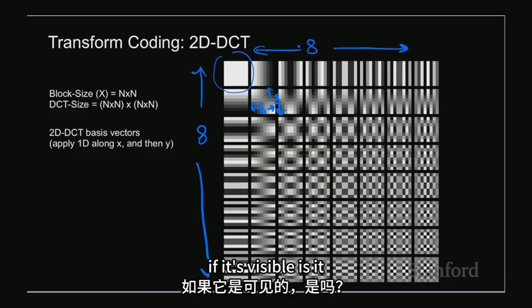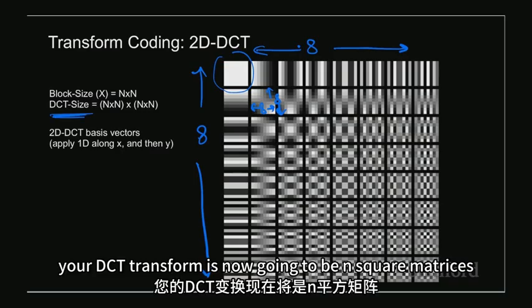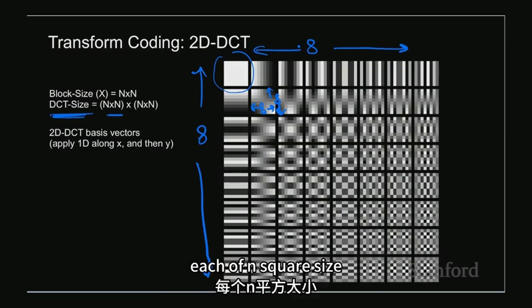I don't know if it's visible, is it? But you got the idea. Okay. So your DCT transform is now going to be n square matrices, each of n square size.